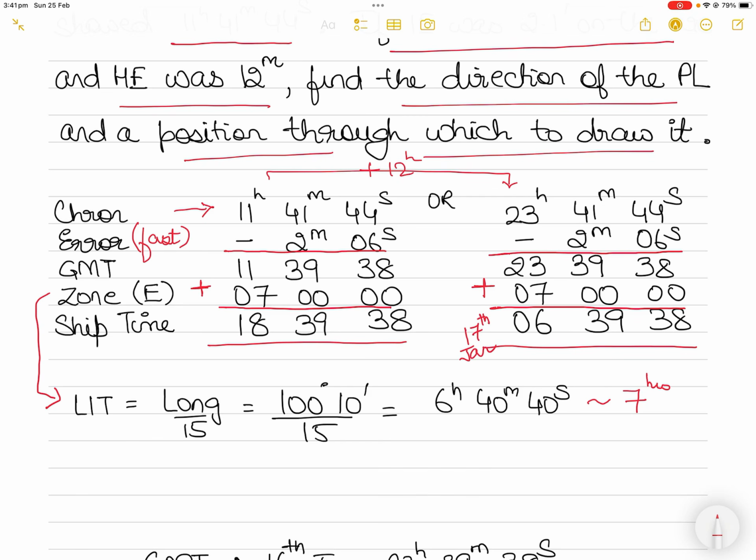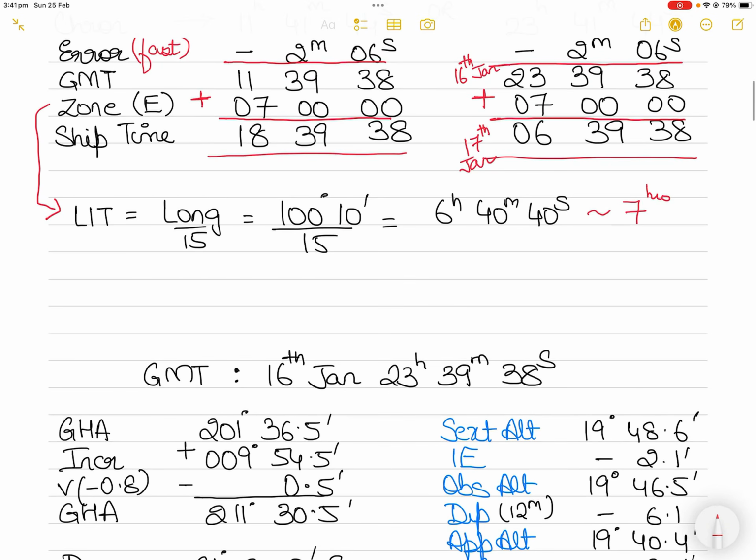That means at GMT, the date is still 16th of January, 11 o'clock at night. And on my ship, I am 7 hours ahead of GMT. It's already 6 in the morning, but the following day, which is the 17th of January. That is why the correct GMT date and time is 16th of January, 23:39:38. So at GMT at UK at 000 degrees longitude, the date is 16th of January, 23:39:38.